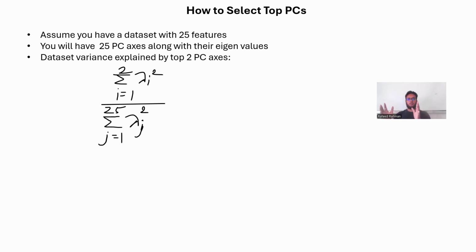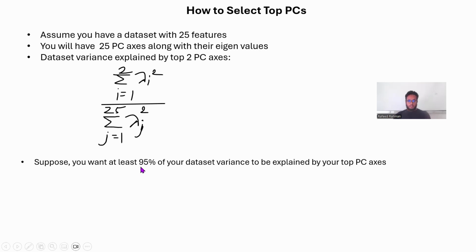Lambda1 square, lambda2 square, lambda3 square up to lambda 25 square, and you can divide, right? So suppose this value is say 0.8 or 80%. That means the top 2 PC axes explain 80% variance of your dataset, right? Similarly, for top 3, you are going to add lambda1 square, lambda2 square, and lambda3 square in the numerator. Okay. So suppose you want at least 95% of your dataset variance to be explained by your top PC axes. So you can use this above formula for top 1, top 2, top 3, and so on and so forth.